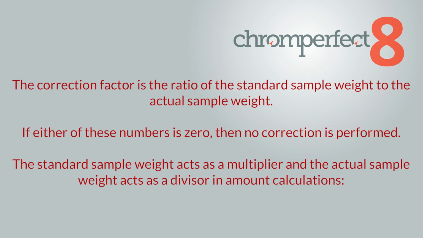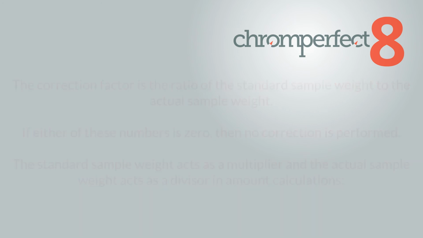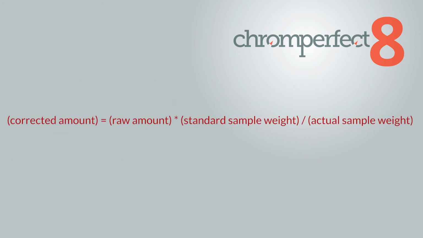The correction factor is the ratio of the standard sample weight to the actual sample weight. If either of these numbers is 0, then no correction is performed. The standard sample weight acts as a multiplier and the actual sample weight acts as a divisor in amount calculations. Corrected amount equals raw amount multiplied by standard sample weight divided by actual sample weight.